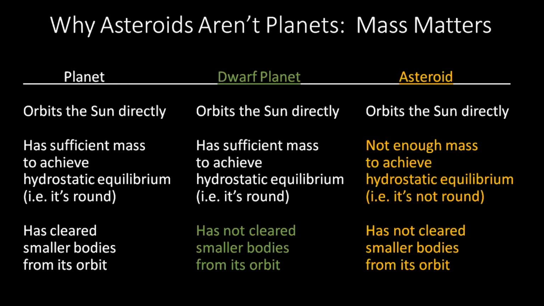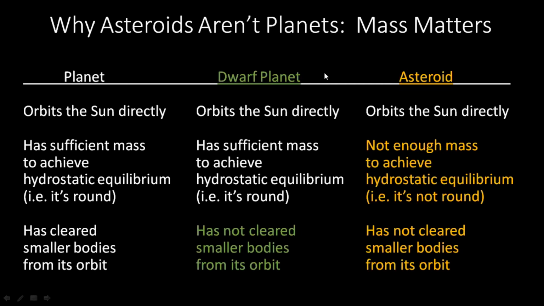And then the third criterion to be a planet is that the planet must have cleared smaller bodies from its orbit. And again, as I said before, we're going to see before we're done tonight that isn't really true of any of them, but we still make believe that it's part of the definition anyway.